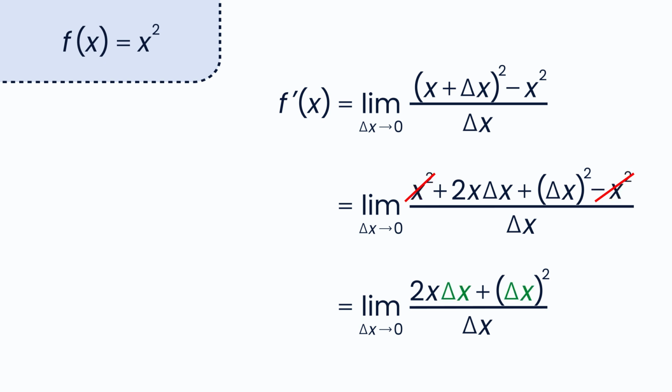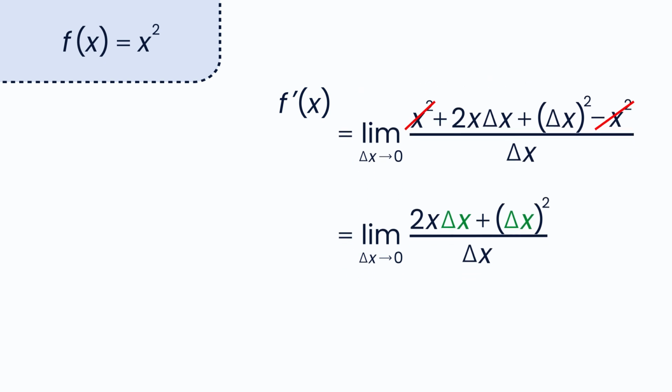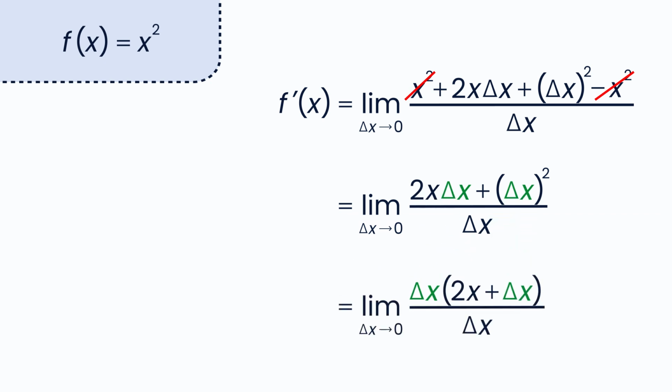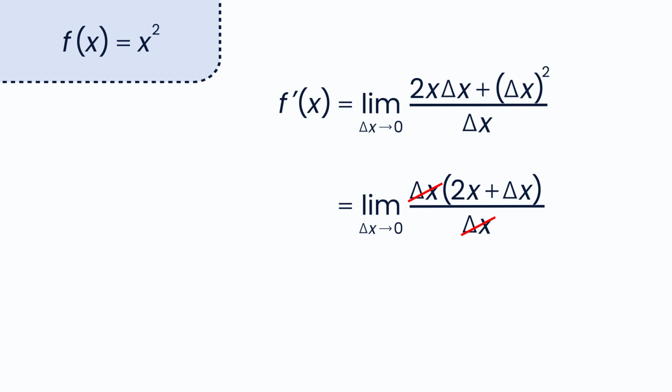Delta x is to be viewed as a single quantity, which is also a factor in both terms in the numerator. So, you can use factorization to put the delta x outside of parentheses. Now, the delta x in the numerator and the one in the denominator cancel each other out. You are now left with the expression 2x plus delta x.